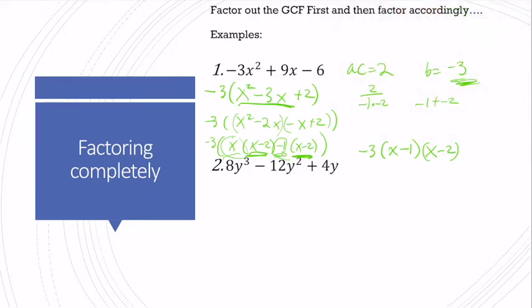Go ahead and switch colors. So I've got 8y cubed minus 12y squared plus 4y. The greatest common factor here is going to be 4y. That leaves me with 4y squared minus 3y plus 1. So I need to know the factors of ac, which in this case is 4, that add up to b, which is negative 3.